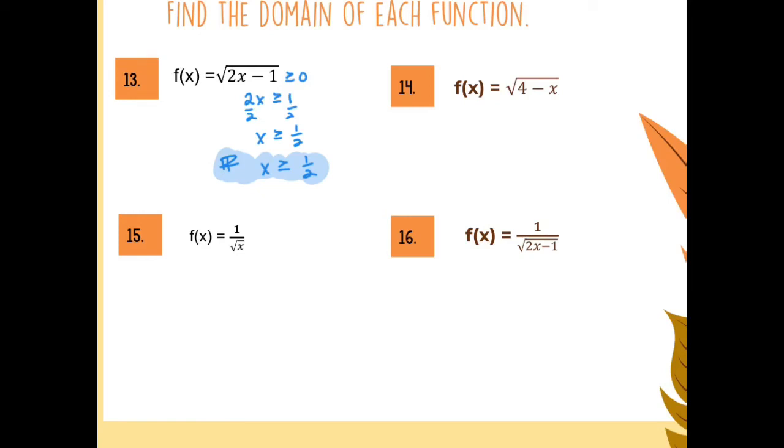F of x equals the square root of 4 minus x. This has to be greater than or equal to 0. So if you want to move the x over, this would be 4 is greater than or equal to x. Remember, it should make sense to flip it, but you want the small part to still be pointed toward the x. So now we're saying all the real numbers less than or equal to 4. Or all the real numbers where x is less than or equal to 4, like that.